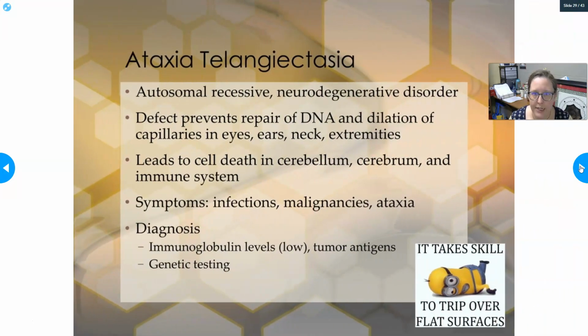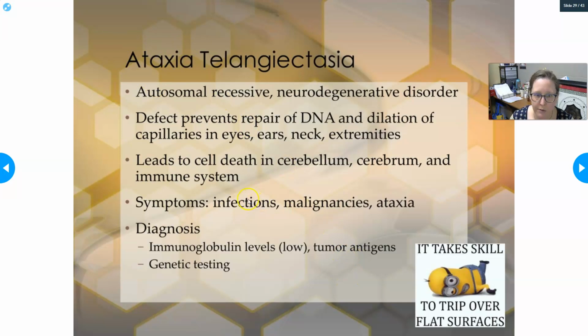Ataxia telangiectasia is an autosomal recessive neurodegenerative disorder. The defect prevents the repair of DNA and causes dilation of capillaries in the eyes, ears, neck, and extremities. So again, you need your eyes and your ears for balance, and your extremities, and probably also your neck for head position. And so it makes people really clumsy. Just like this little dude here, it takes skill to trip over flat surfaces. They tend to trip on their own feet, stumble, run into stuff. That's what ataxia means.